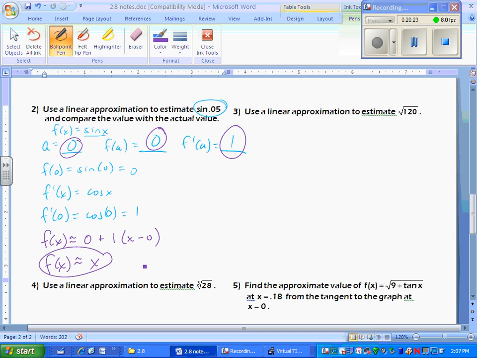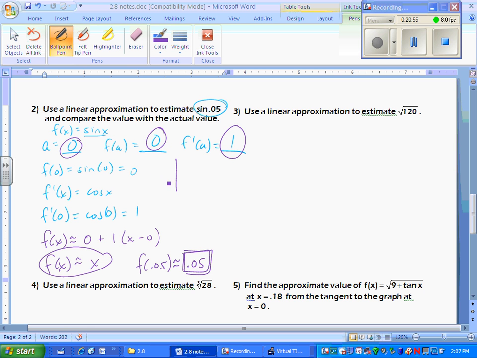So here we're trying to approximate the value at 0.05. We want to find out what's the sine of 0.05. Well, that's approximately going to be 0.05. Normally there's a little bit more of an equation that we have to plug it into, but in this case, x value is pretty close to the actual y value.